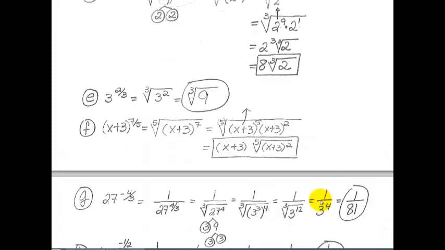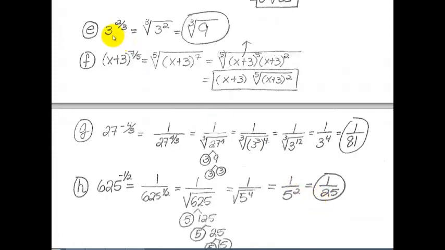Okay, here we go for letter E. Our example, 3 to the 2/3. We'll put the 3 as the root, 2 as the exponent, 3 to the second. The 3 cannot come out, so there's nothing I can do here other than just writing it back as 9. So basically it stays like that.